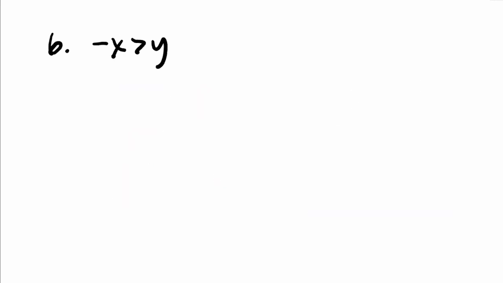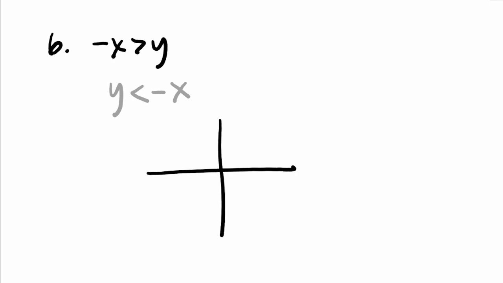The last of these graph problems is negative x is greater than y. And I think I will do the same thing as before. I'm going to say that's y is less than negative x. And I can draw, well, y equals negative x would be that line going through the origin. So maybe y less than negative x, I'm going to need a dotted line. And then where y is less is going to be underneath that.